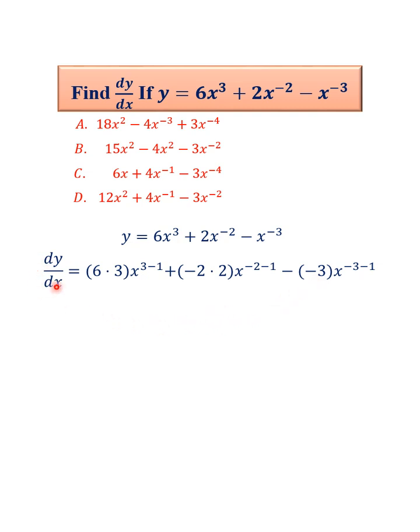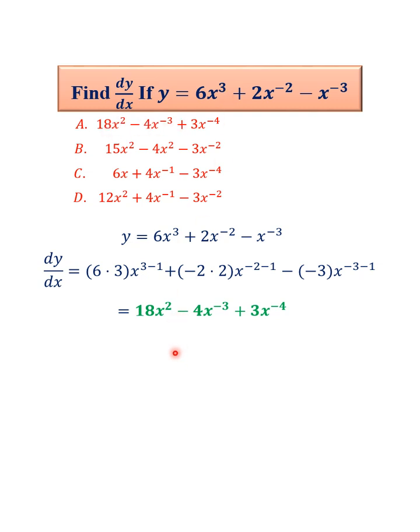What it means is that dy/dx is simply 6 times 3, which is 18. So we have 18x, 3 minus 1 is 2, so we have 18x^2. Plus times minus is minus, 2 times 2 is 4. So we have 4x, minus 2 minus 1 is minus 3, so we have 4x^-3. Minus times minus will give us plus. We have 3x^-3, negative 3 minus 1 is negative 4. So this is the answer to the question, which makes option A the correct answer.